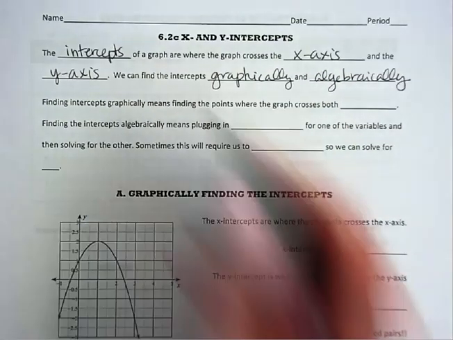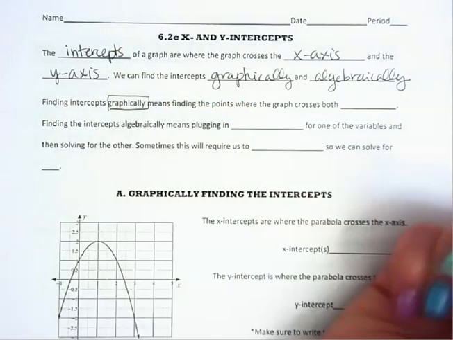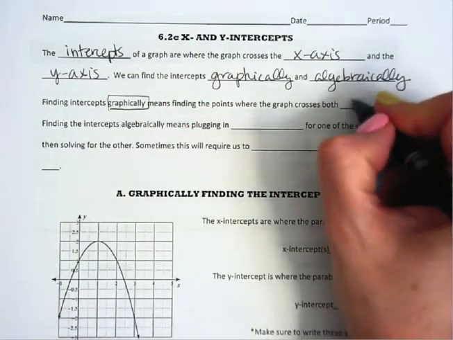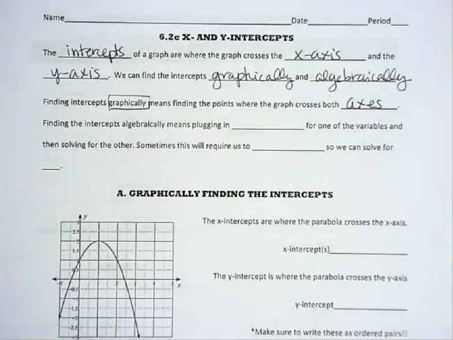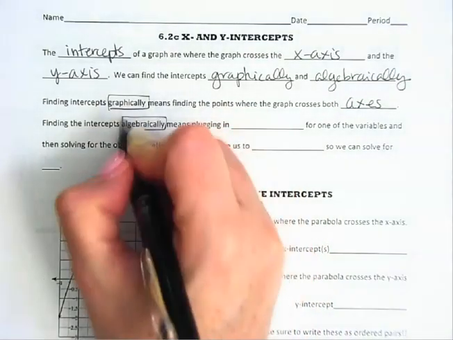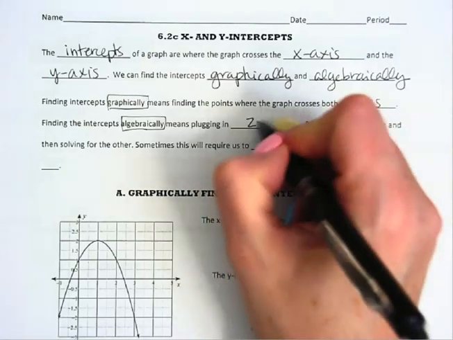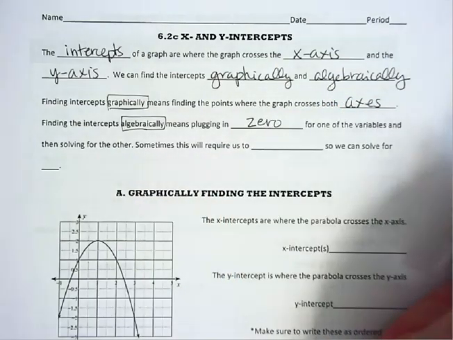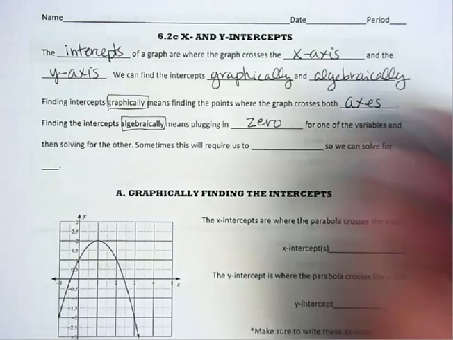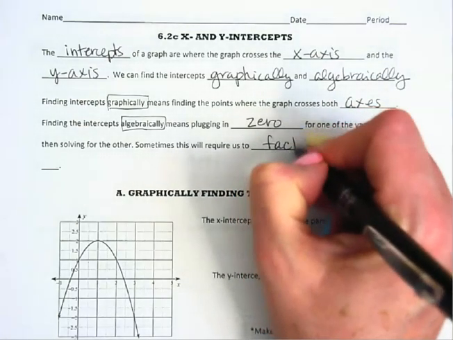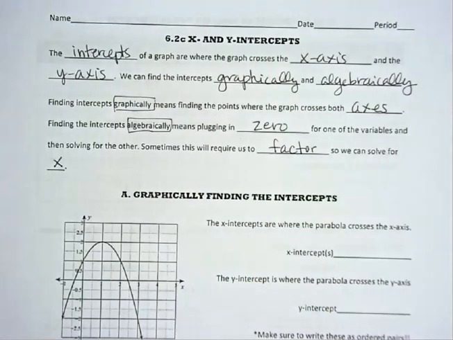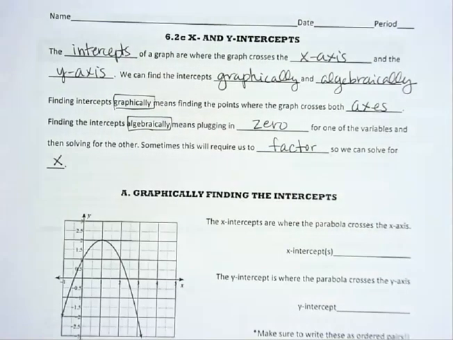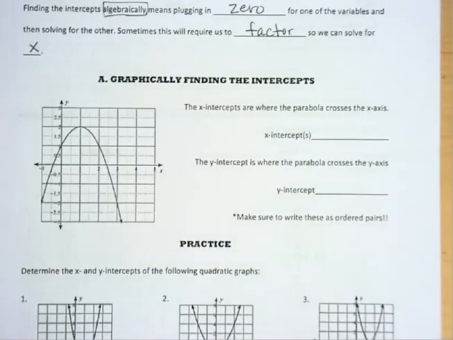Finding intercepts graphically means finding the points where the graph crosses both axes. And that just means from a graph that you're given. Finding the intercepts algebraically means plugging in 0 for one of the variables and then solving for the other. Sometimes this will require us to factor so we can solve for x. So on the front of this page, we will be doing graphically finding the intercepts.